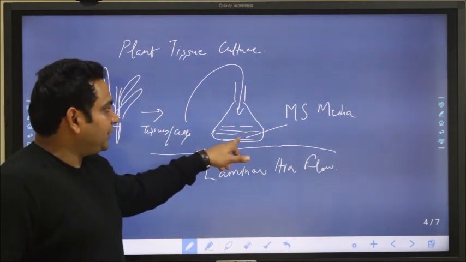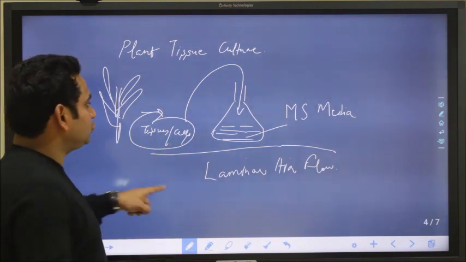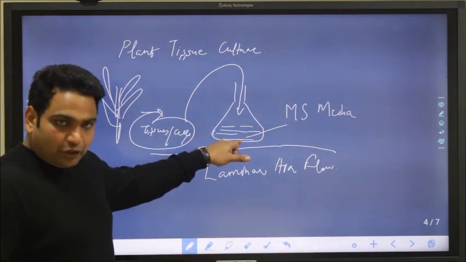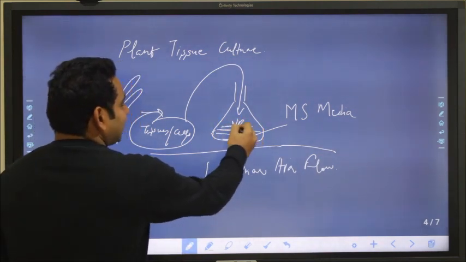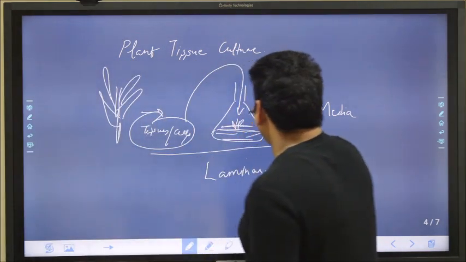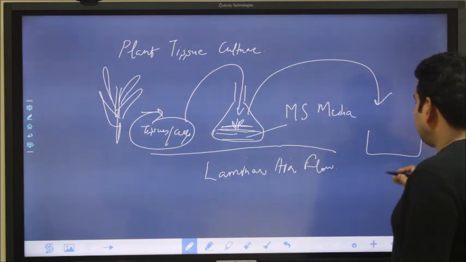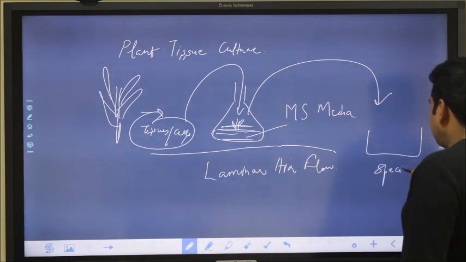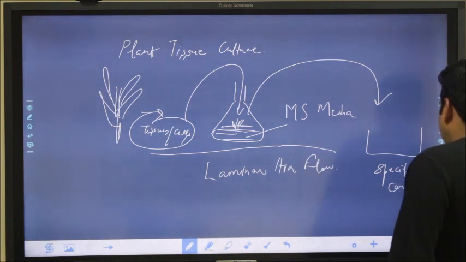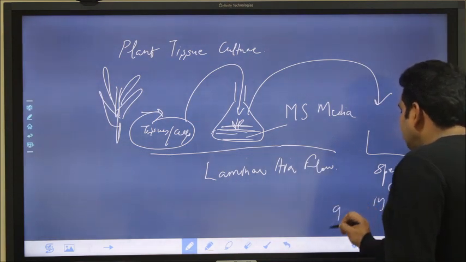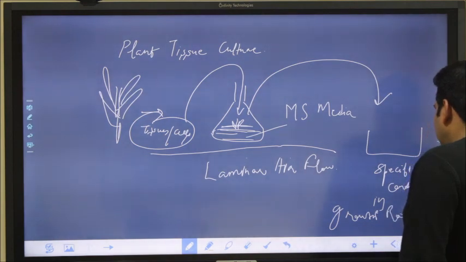So in the MS media, we want to grow only these tissues, these cells, so that they can grow under this MS media. After the full growth, where will it grow? It will grow under specific conditions in the growth room.